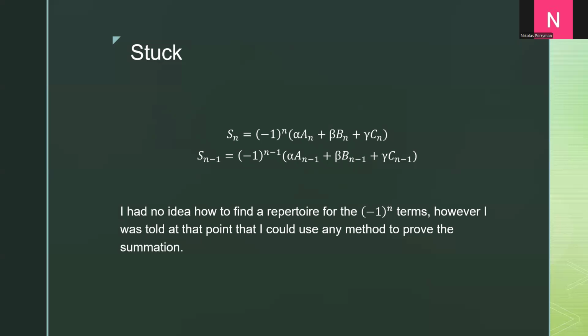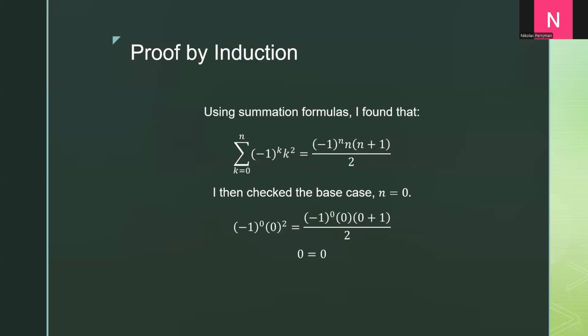And when you're doing the repertoire method, you kind of need to pull out all of those n-1 terms, which you'll get the a_(n-1) term when you just plug in a_n. So you can work from there. But the (-1)^(n-1), I didn't actually have a source for that term, so I couldn't pull it out of the equation somehow. And it was at this point that I was told that I could use any method to prove the summation. So this is where we get into the proof by induction.